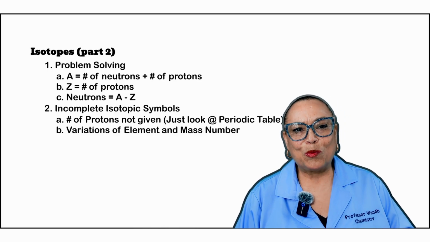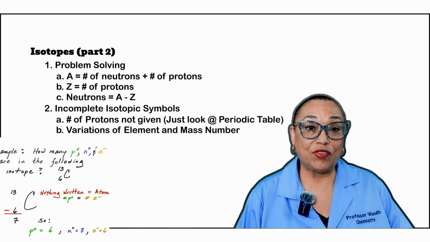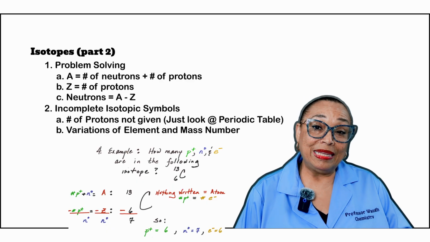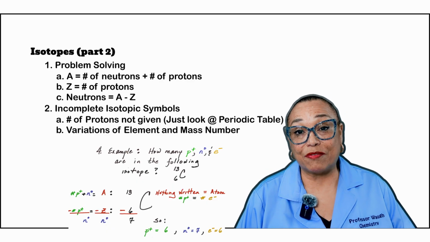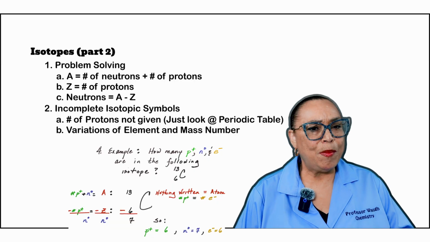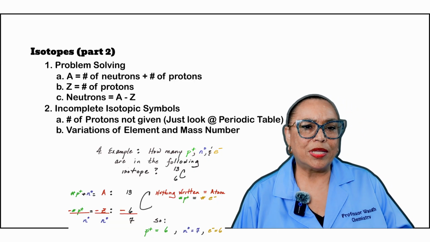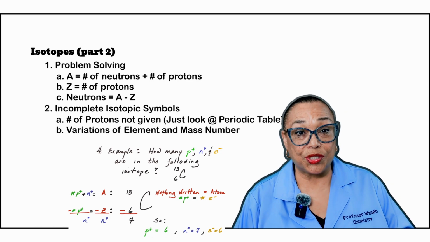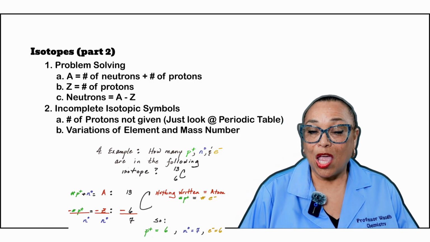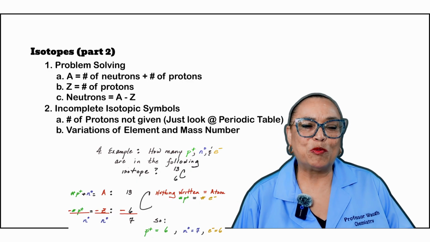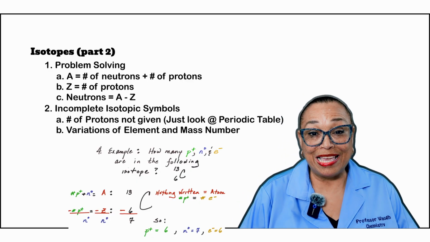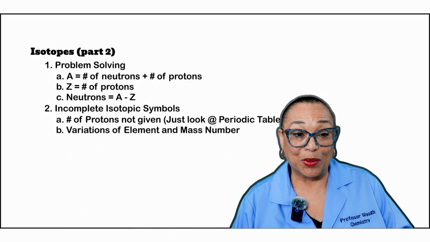To recap, when working word problems involving isotopes, it's mainly a matter of putting the pieces of the puzzle together. No matter which variables you are given, you can easily find the ones you need through simple addition or subtraction. Remember to look at the periodic table for the number of protons, Z, which is the atomic number.